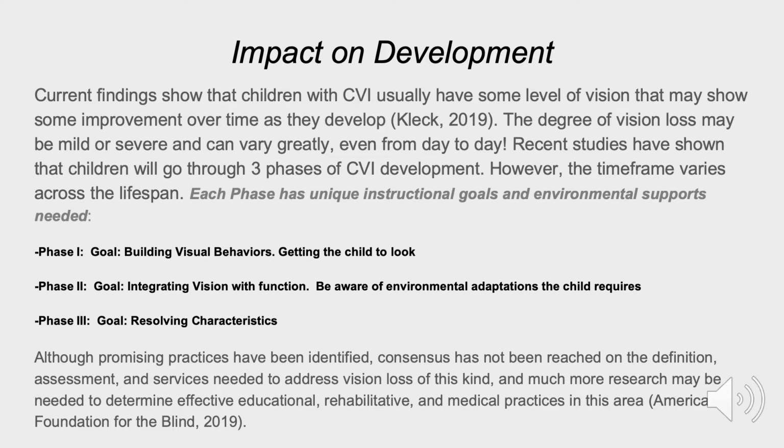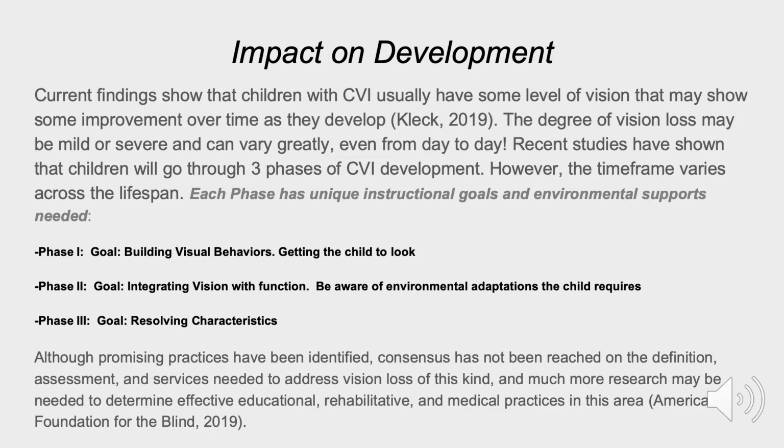Impact on development. Current findings show that children with CVI usually have some level of vision that may show some improvement over time as they develop. The degree of vision loss may be mild or severe and can vary greatly, even from day to day. Recent studies have shown that children will go through 3 phases of CVI development. However, the time frame varies across the lifespan. Each phase has unique instructional goals and environmental supports needed.